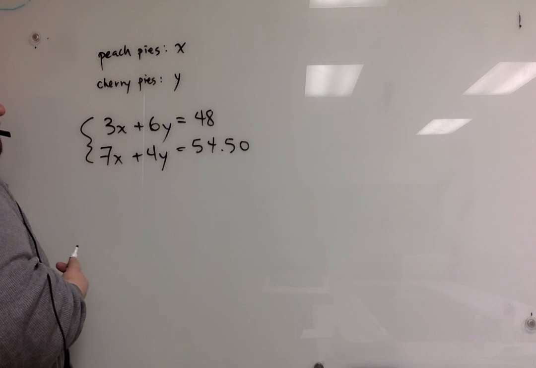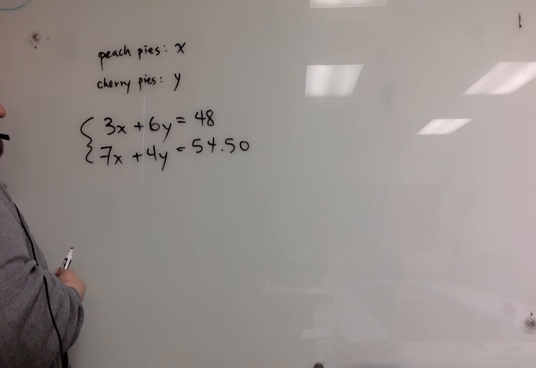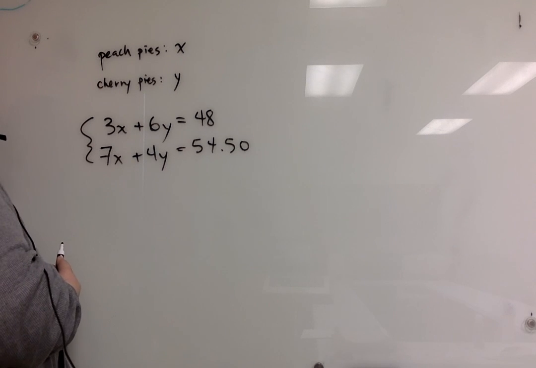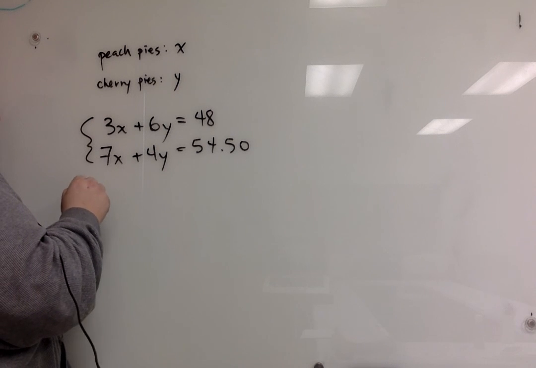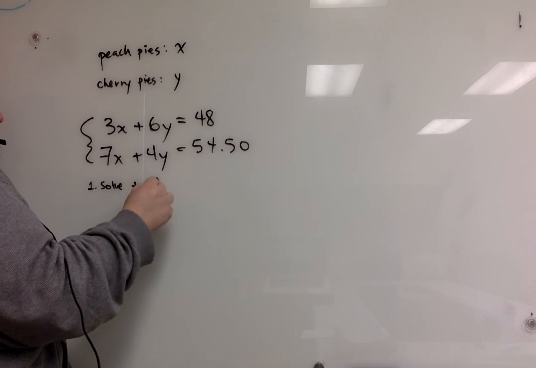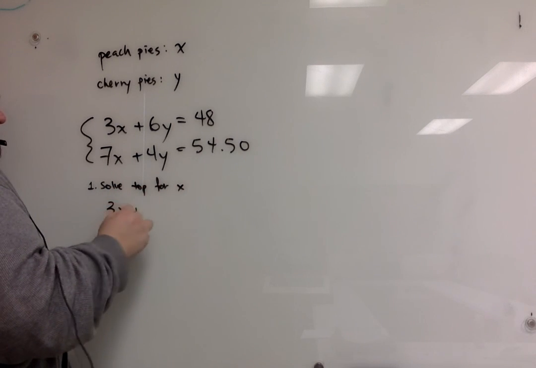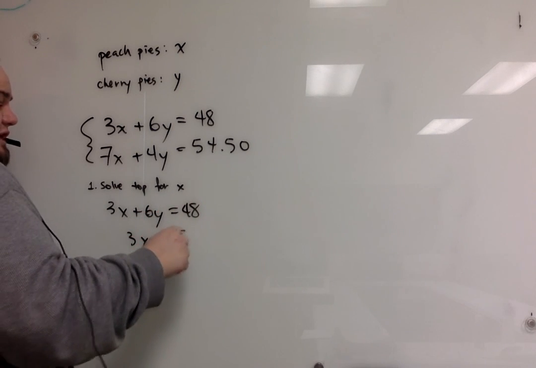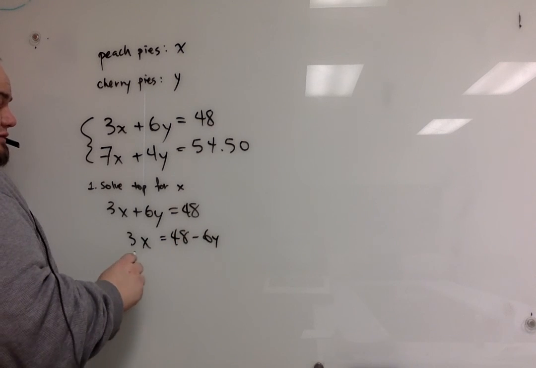So, this one we could do by substitution. We could solve this top one for x and substitute it in. Or we could do the elimination method. A lot of students, once they learn the elimination method, they prefer it over all the others. So, it's up to you. But let's try this one with substitution. So we're going to solve the top equation for x. So we get 3x plus 6y equals 48. So 3x equals 48 minus 6y. Divide everything by 3.